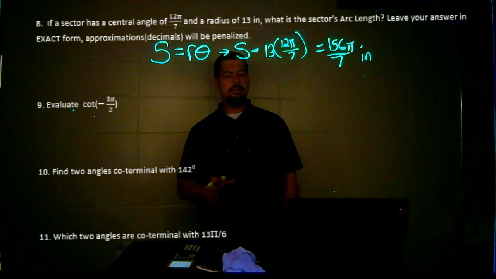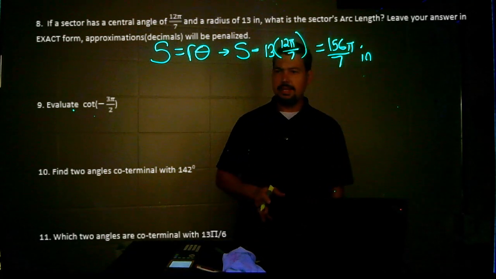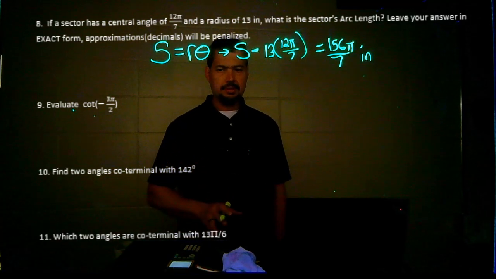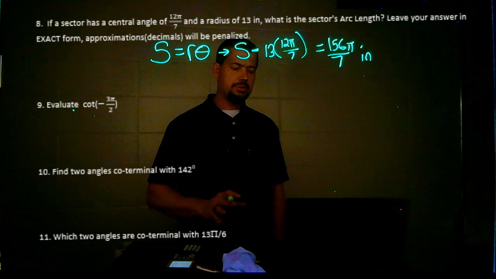All right, number 9, evaluate the cotangent of negative 3 pi over 2. Now, I'll show you two different ways of doing this. You may not like it, but I'll show you 3 different ways of doing this.